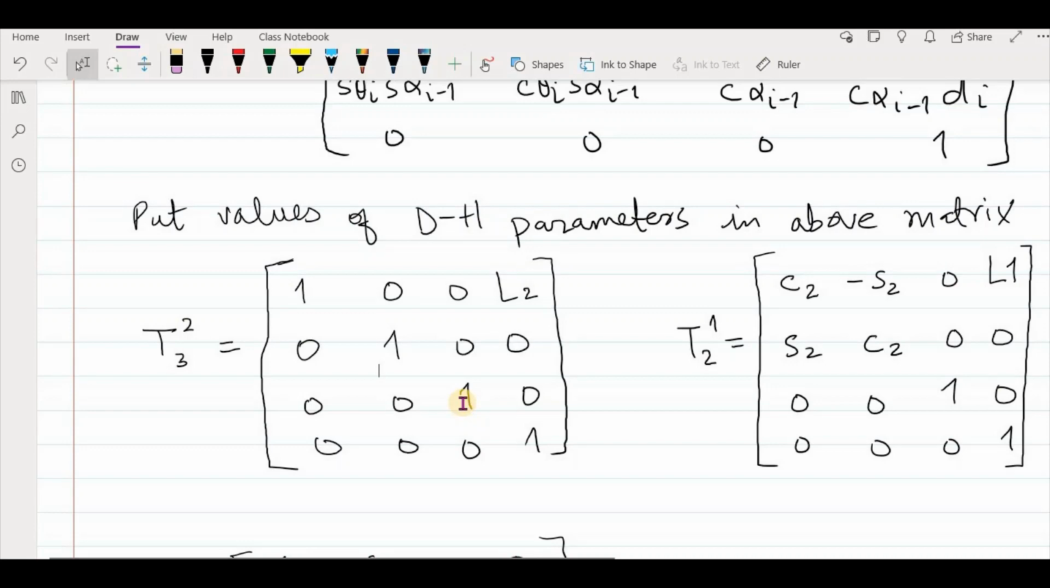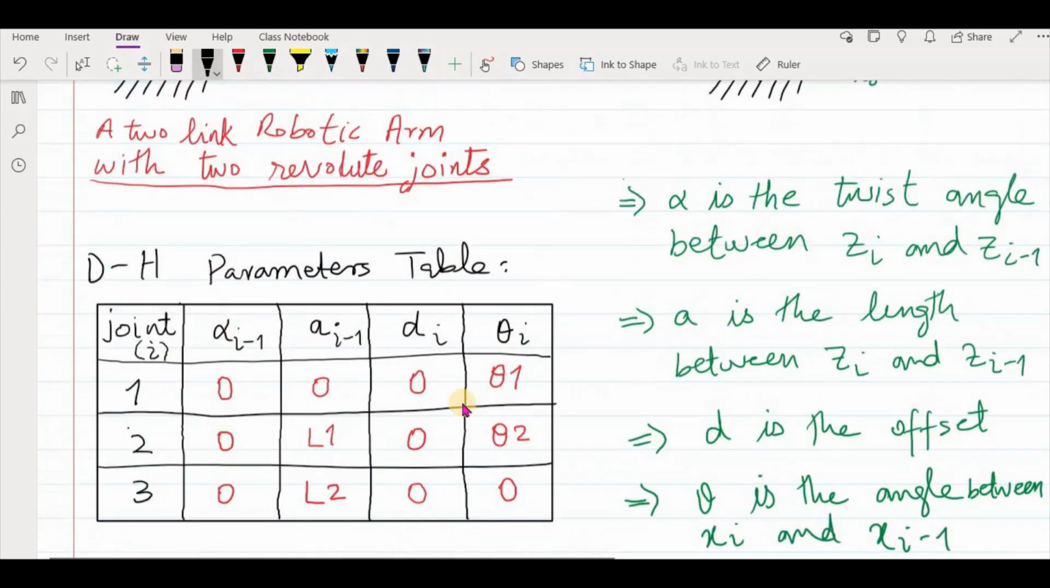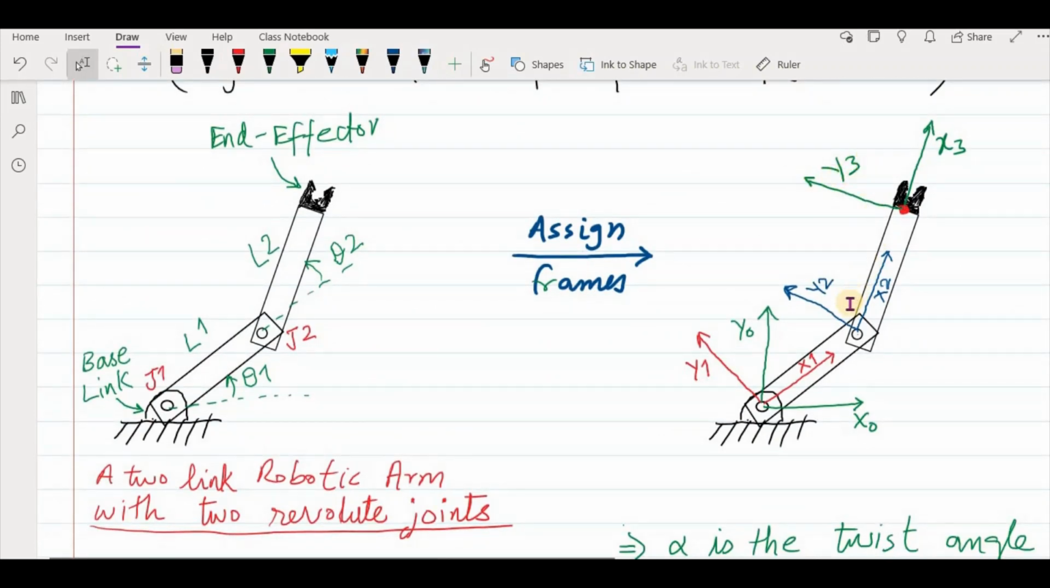So you see that the transformation between the frame 3 and frame 2 is this transformation matrix. And this portion, as we discussed in the previous lecture, is a 3 by 3 rotation matrix, and this is actually the identity matrix. It means that there is no rotation between these two frames. You can verify here. If you see the frame 3 and frame 2, their x, y, z axes don't have any angles between them, so there is no rotation.